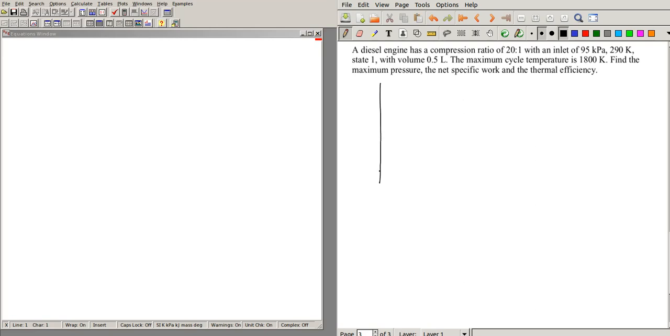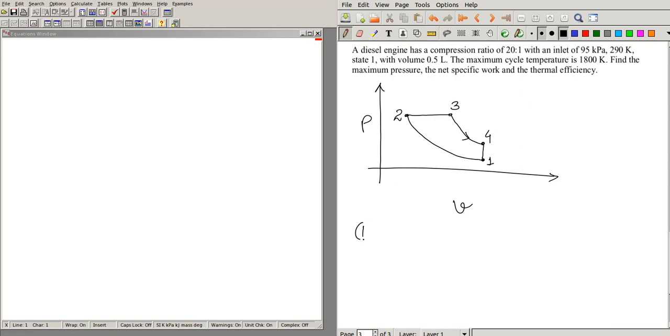So let me first draw the PV diagram. So we have a compression like this, and then a heat addition at constant pressure, and then an isentropic expansion followed by heat rejection. So 1 to 2 is the isentropic compression, 2 to 3 is the constant pressure heat addition, 3 to 4 is the isentropic expansion, and 4 to 1 is the heat rejection.